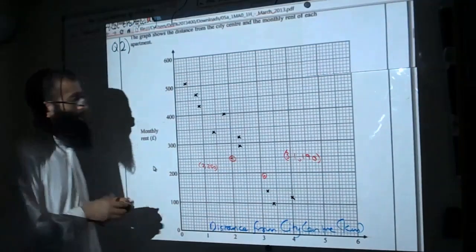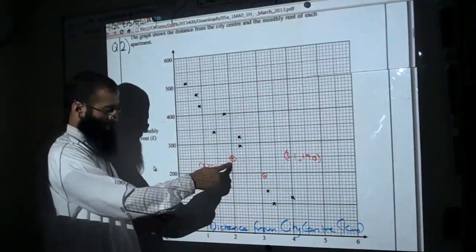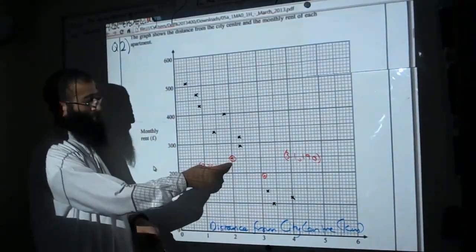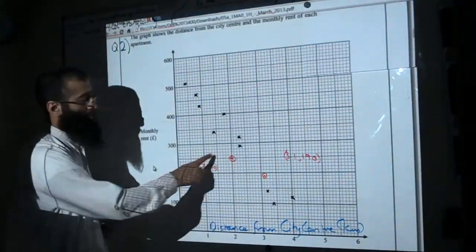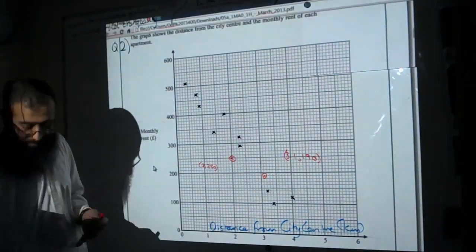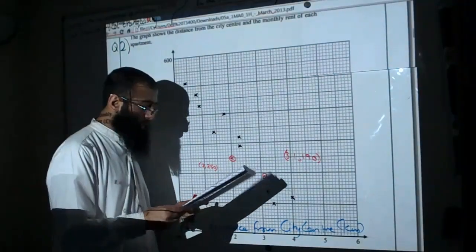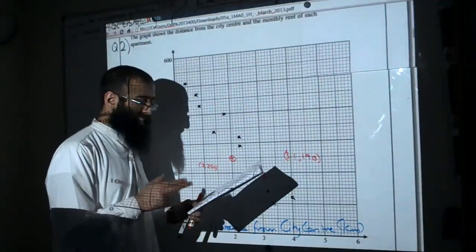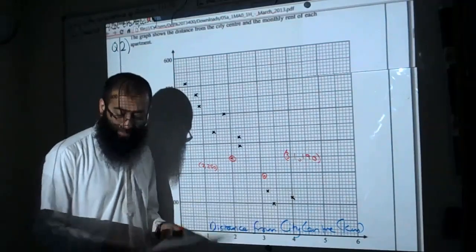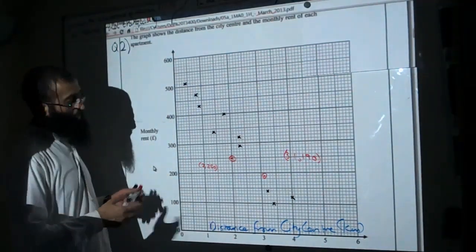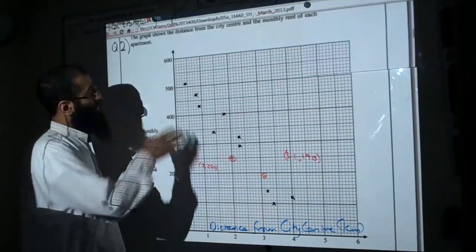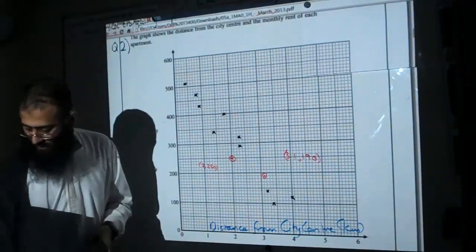Okay. Right. So it's going to be 2 kilometers and £250, 3 kilometers and £190 for these 2 points. Now the question says here, after we plot those 2 points, describe the relationship between the distance from the city and the monthly rent. Alright, so let's write down. Now first of all, what would help us before we do that question, we should do a line of best fit.